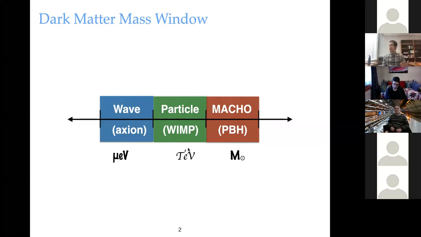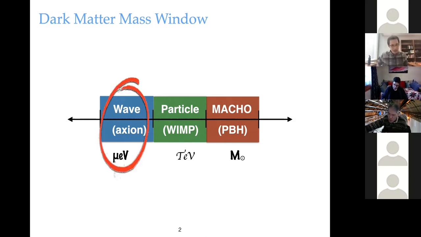And nowadays we are also interested in very heavy dark matter, where dark matter is not a fundamental particle. It's like a massive compact halo object. One of the well-motivated models is the primordial black hole. The mass unit here is solar mass. And the last one, today's focus, is super light dark matter, which behaves like a classical wave or classical field. One of the well-motivated models is the axion. I will also talk about dark photon.